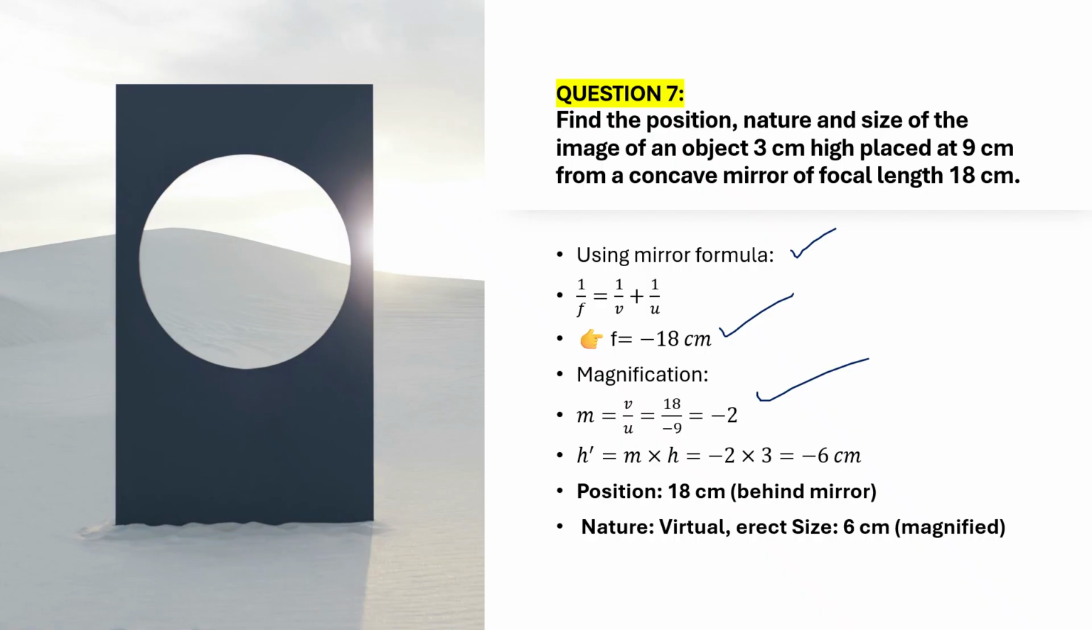h dash is equal to m into h. Again, minus 2 into 3. That will give you minus 6 centimeter. What will be the position here? It will be 18 centimeter behind the mirror. What is the nature? It's virtual, erect, and the size 6 centimeter, magnified. Please remember, if it is magnified, that means it is behind the mirror.